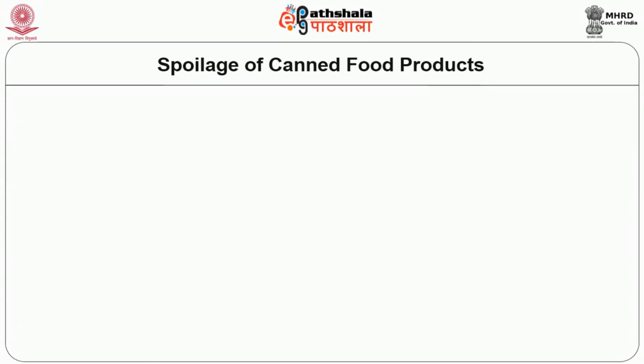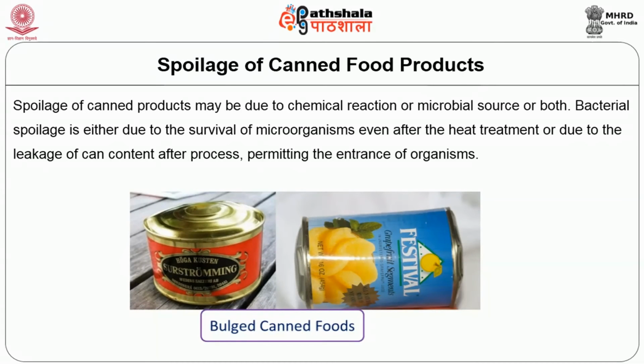Next is the spoilage of canned food products. Spoilage of canned products may be due to chemical reaction or microbial source or both. Bacterial spoilage is either due to the survival of microorganism even after the heat treatment or due to the leakage of can content after process, permitting the entrance of organisms. Chemical spoilage of canned products resulted in the formation of hydrogen gas followed by corrosion of the can. This spoilage is also called as hydrogen swell.